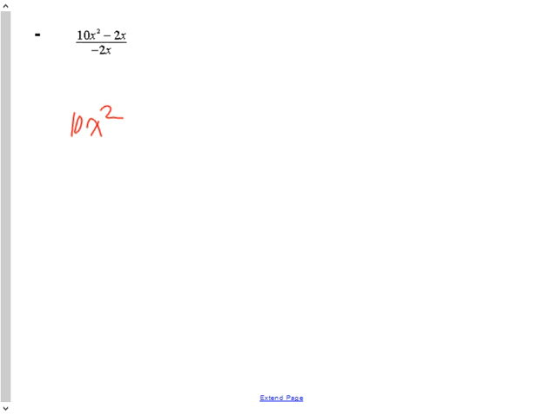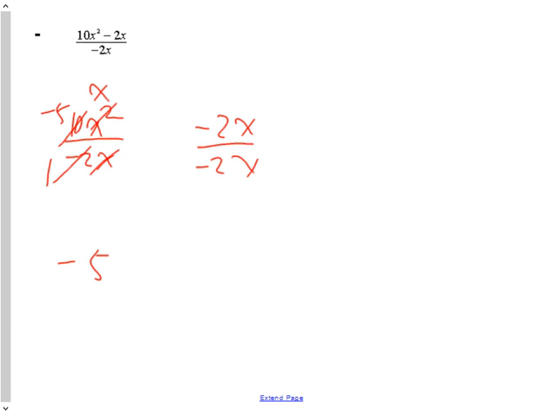Division: 10x squared divided by negative 2x, and negative 2x divided by negative 2x. 10 divided by negative 2 is going to be a negative 5 over 1. Notice how the negative symbol swapped over into the numerator, because that's where I want to keep it if it's not a 1. X squared over x is going to be simply x, and therefore I'm going to end up with negative 5x as my solution to the first part of the distributive property.